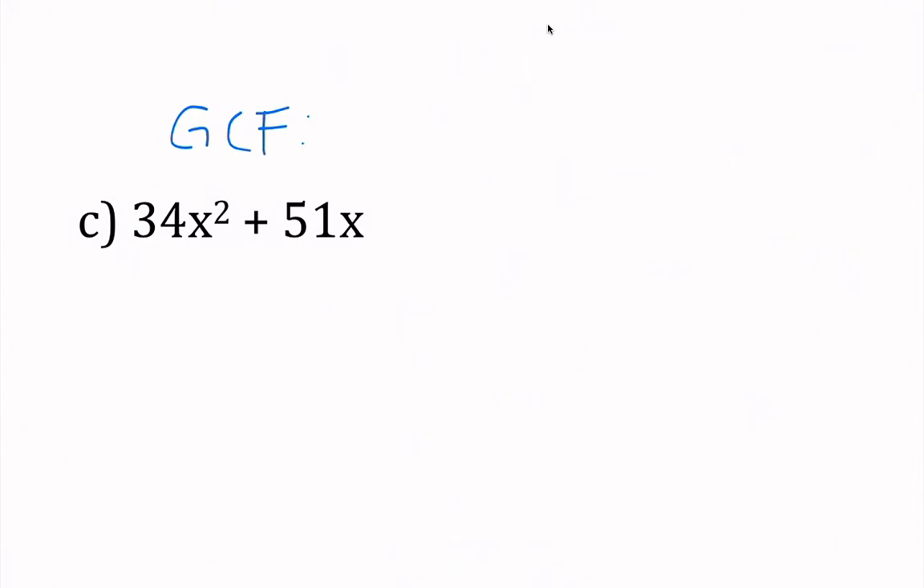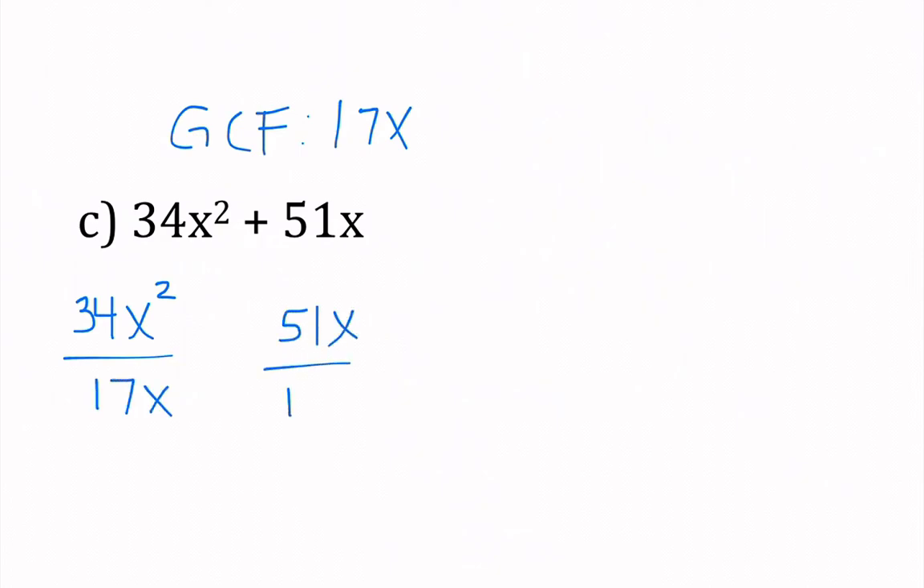So now I look at my variables. I see x is here, I see x is here, I see that they both have at least 1. So my greatest common factor is 17x. So I take each one of these, and I'm going to divide by 17x. Well, 34 divided by 17 is a 2. X squared divided by x to the first is x to the first, because 2 minus 1 is 1.